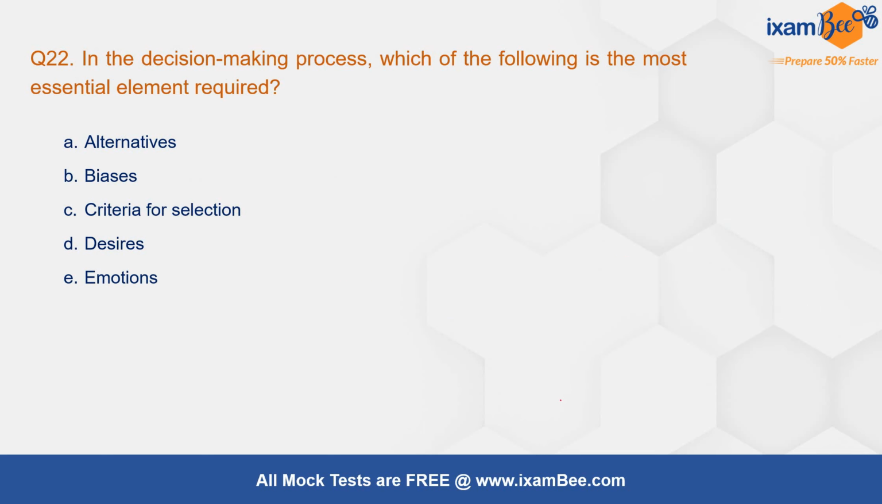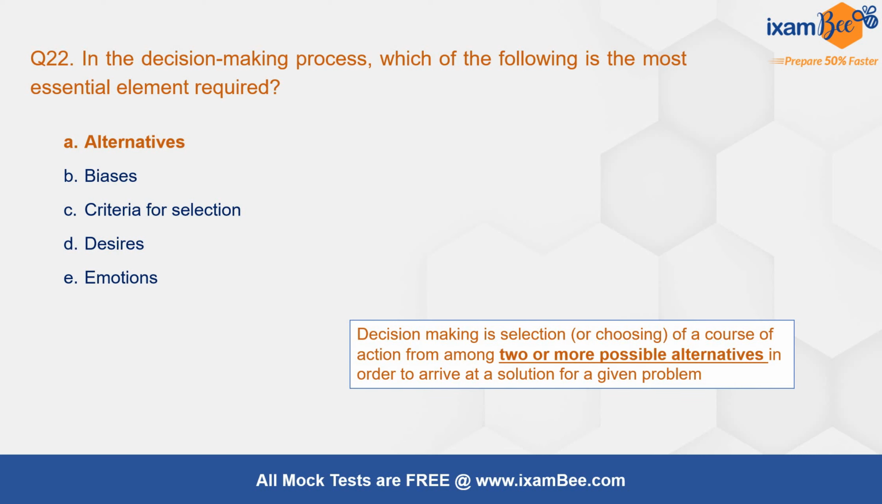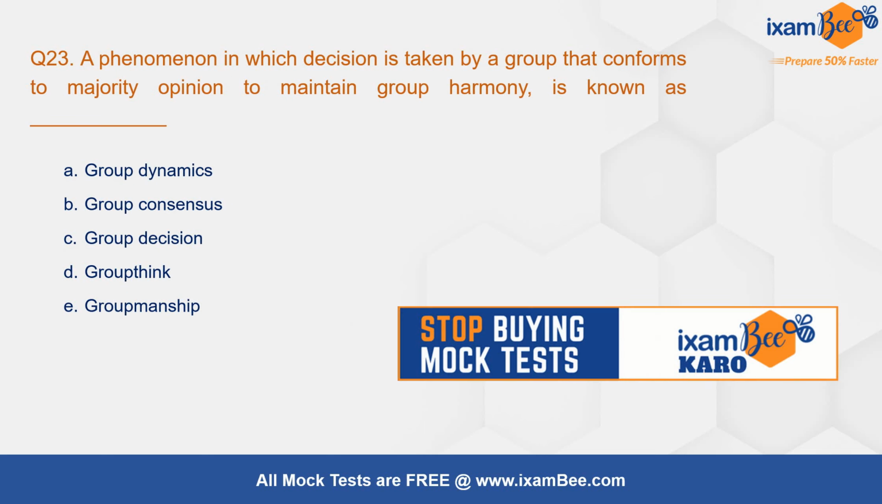Next question, in the decision making process, which of the following is the most essential element that is required? Is it alternatives, biases, criteria for selection, desires, or emotions? The correct answer here is alternatives. Decision making की requirement तभी आती है जब आपको कोई choice करनी पड़ती है between 2 or more choices that you may have or alternatives that you may have. इसलिए alternatives जब तक exist नहीं करते हैं आपको decision देने की ज़रूरत नहीं पड़ती. So that is the most important element that should be there in decision making.